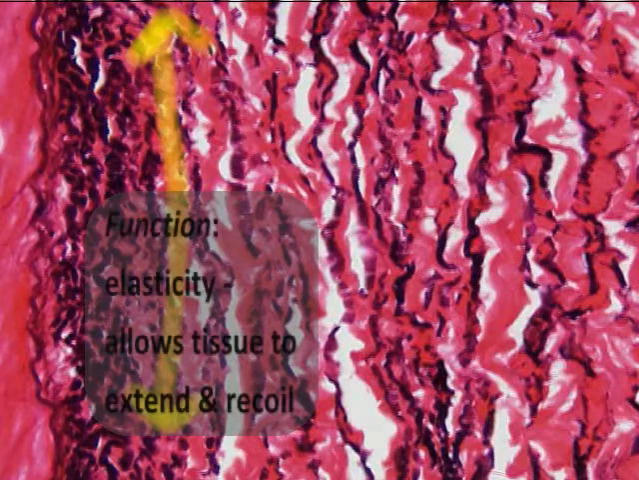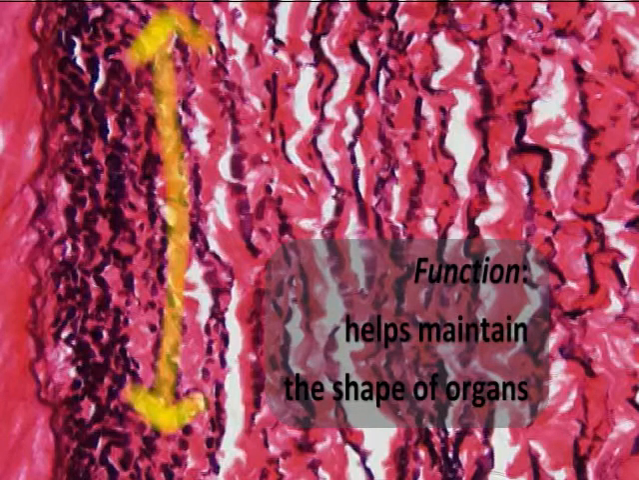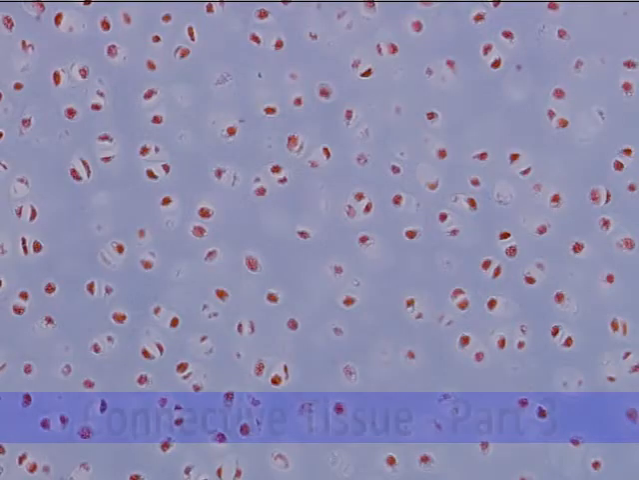And like its name suggests, elastic connective tissue provides elasticity, which means the tissue can extend out to accommodate a larger volume, and it can retract back to the original shape. So it helps maintain the shape of organs like blood vessels, for example. The elastic arteries have to regulate blood pressure with the help of this elastic connective tissue. It's also in the lung and the airways to accommodate respiration.